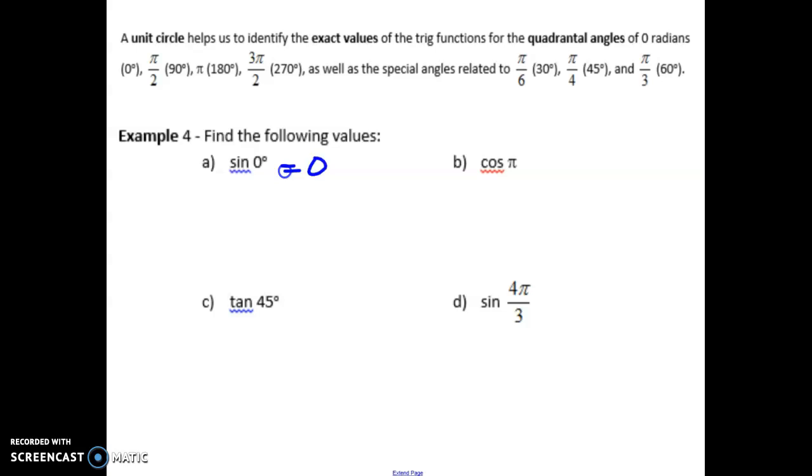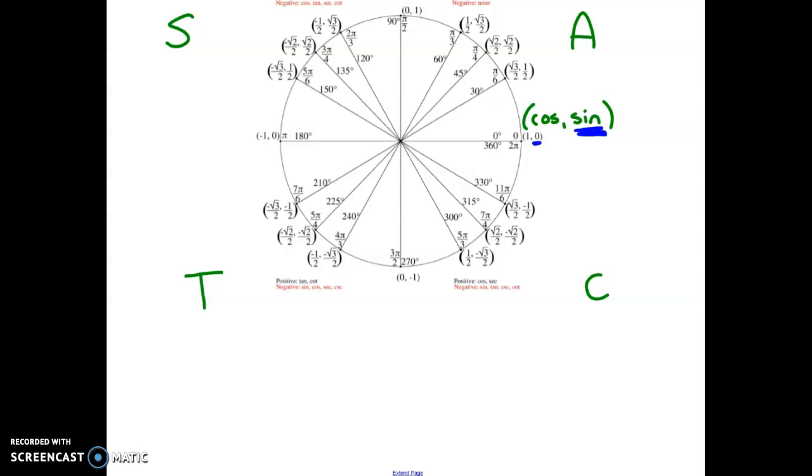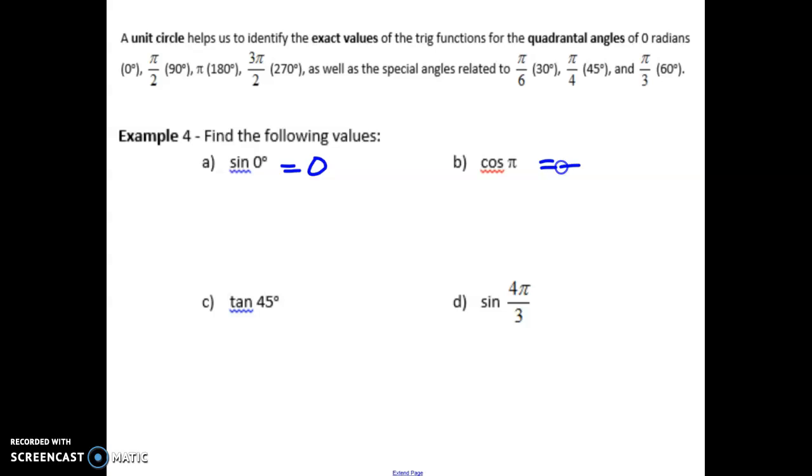So we'd say sine at 0 is 0 just from looking on your unit circle. Let's look then for cos at pi, cosine at pi. So pi is right here. Okay, so cosine is the first part of the x coordinate. So that means that cosine is negative 1. So we just say here, our answer is negative 1. Cosine at pi is negative 1.